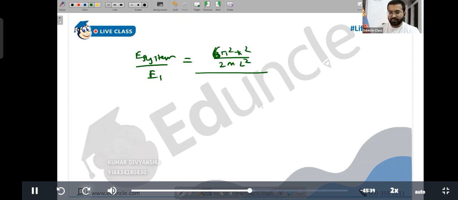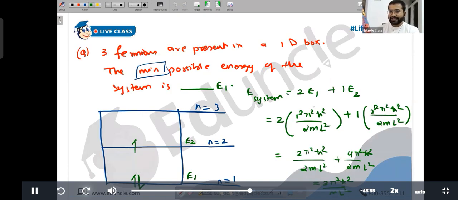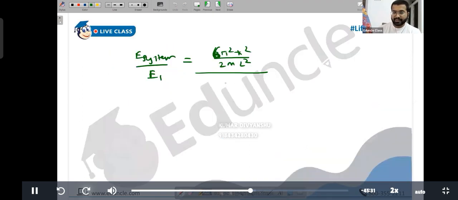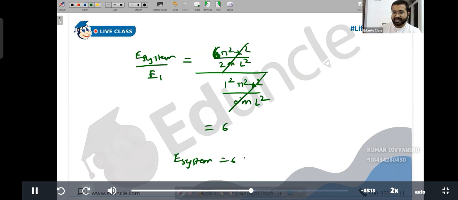So this is 6 pi squared h squared upon 2 m L squared actually. Correct? 4 plus 2 is 6, and upon 2. And what is E1? Just E1, 1 squared pi squared h squared upon 2 m L squared. This is the energy of the first level. So as we see, pi squared h squared upon 2 m L squared is cancelled. We get 6. So you can say the energy of the system is 6 times E1. Tell me if you have any questions.